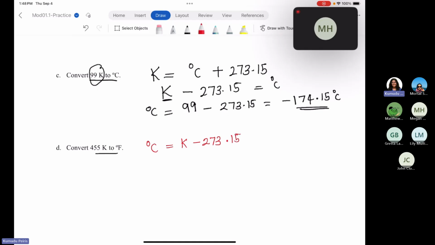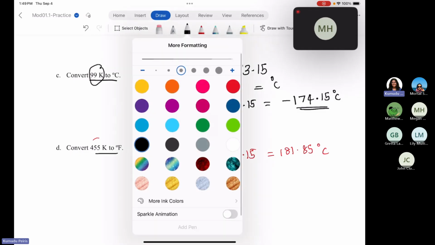273.15, and then we'll change the 455 Kelvin into degrees Celsius by subtracting 273.15. That will be equal to 181.85 degrees Celsius. And now we'll consider the Fahrenheit.